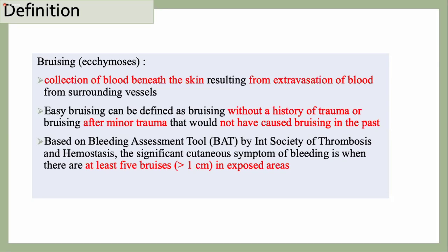Based on the bleeding assessment tool by the International Society of Thrombosis and Hemostasis, the significant cutaneous symptom of bleeding is when there are at least five bruises, more than 1 centimeter, in an exposed area. That is considered significant bruising.